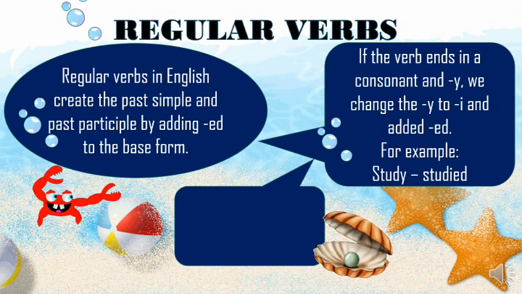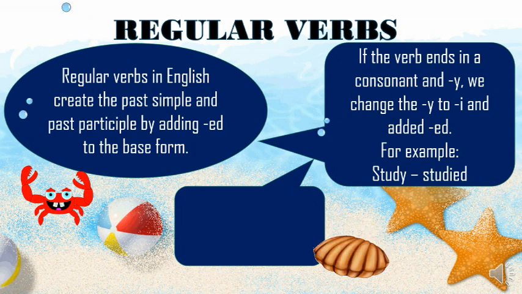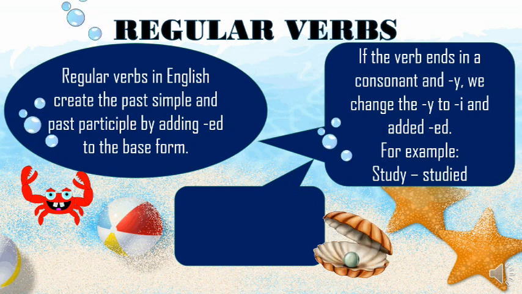If the verb ends in a consonant. Vowels are A, E, I, O, U. These letters are vowels, right? All the other letters in the alphabet are consonants. Is it clear? Yes, only five letters out of all the alphabet letters. We remove these five vowel letters, and those remaining are the consonants of the alphabet.